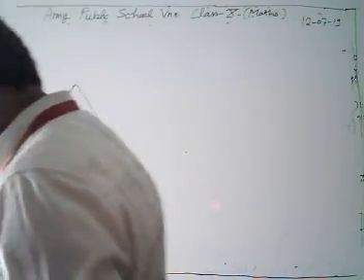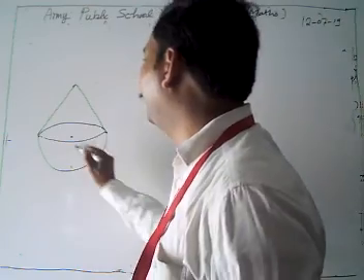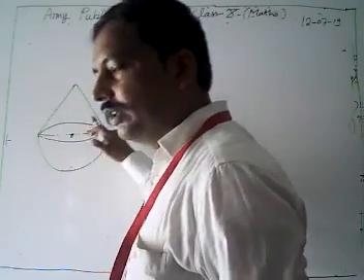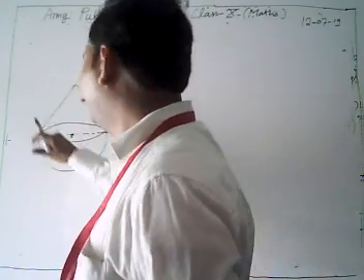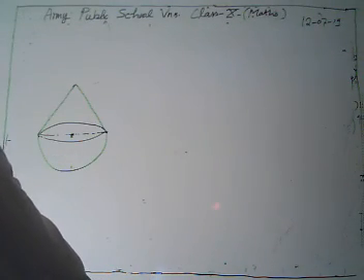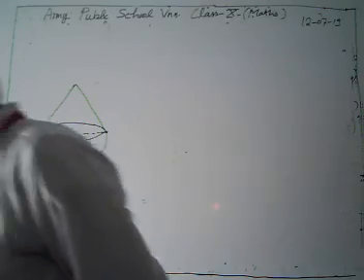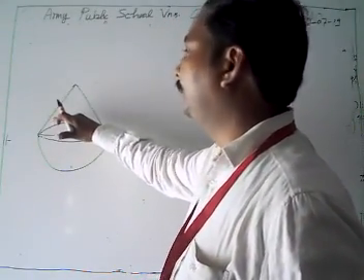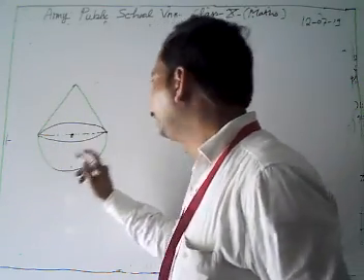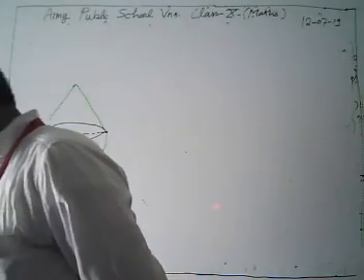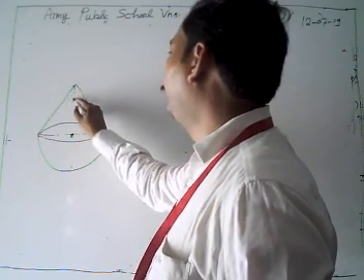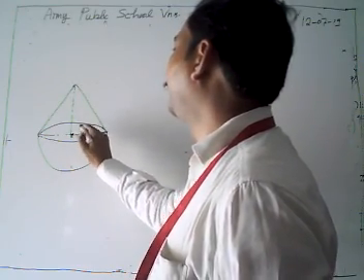Now it's given that if the surface areas of the two parts are equal, the surface area means the curved surface area. If the surface areas of the two parts are equal, then in the figure the curved surface area of the cone and the curved surface area of the hemisphere are equal. Then we have to find the ratio of the radius and height of the conical part. Suppose its radius is r and height is h.